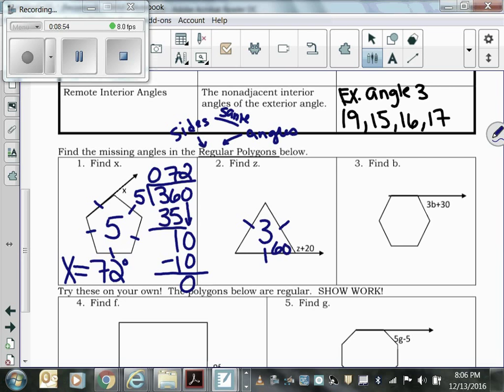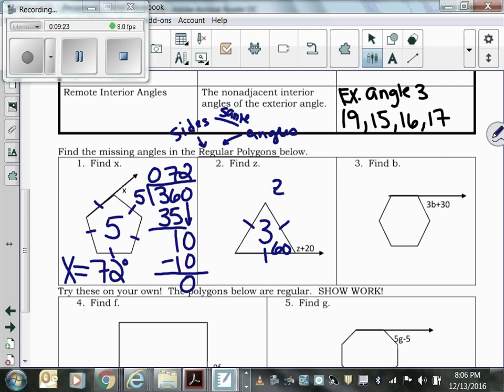So we actually have 2 ways that we can find what z is. We could use our exterior angles, or we could say, well, this is 60, and what's this thing they're sitting on again? A line segment. And how many degrees are in a line? 180. Right? 180 degrees in a line. Good. So that means that if I did 180 minus 60, I should find out what z plus 20 equals, right? Correct. And what is 180 minus 60? 120.